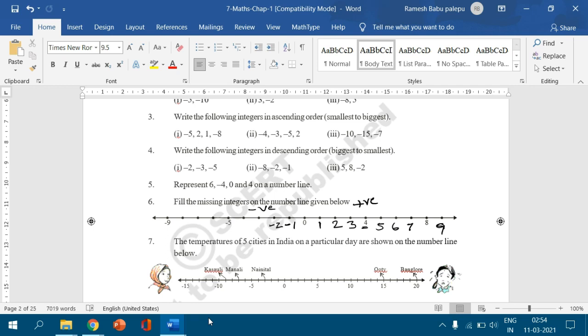Gradually the values are decreasing. -3 and this point is -4. -5 is already filled by the textbook. -6, -7, -8. This point is -8. Okay, friends. Here the numbers are from -9 to +9, and we know that -9 is less than +9. Right, friends? I will answer the next question.